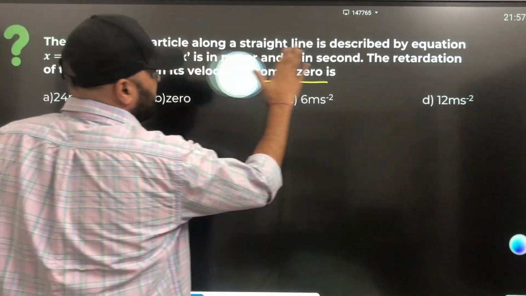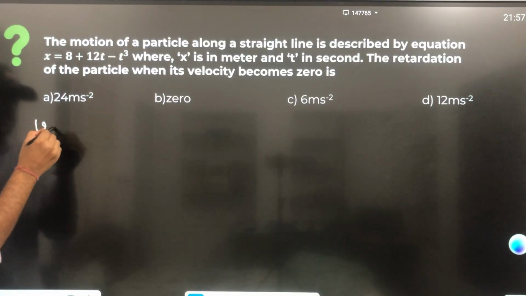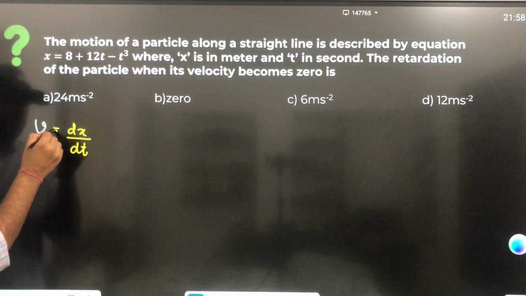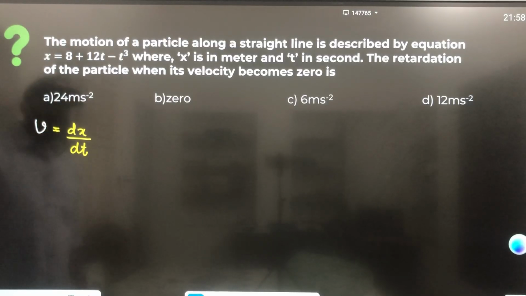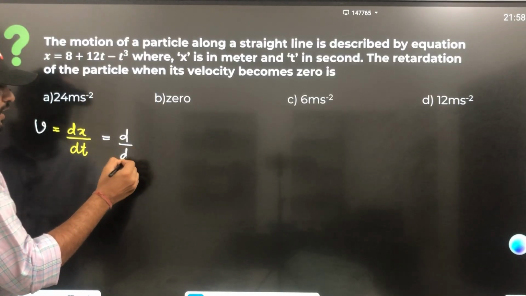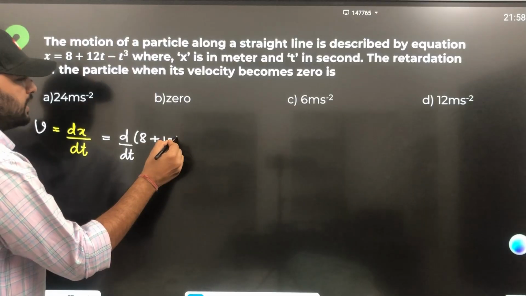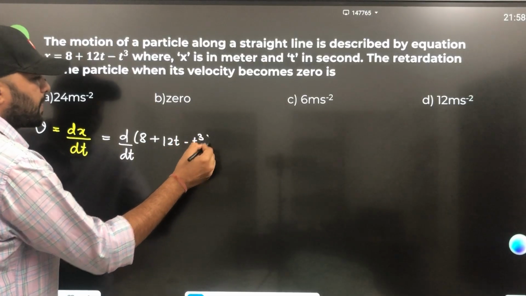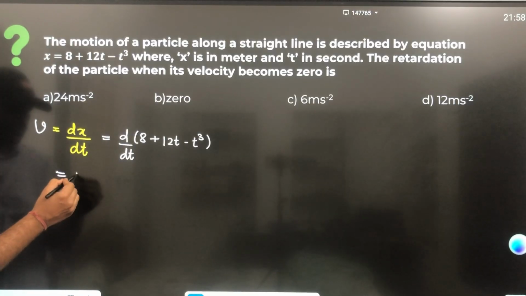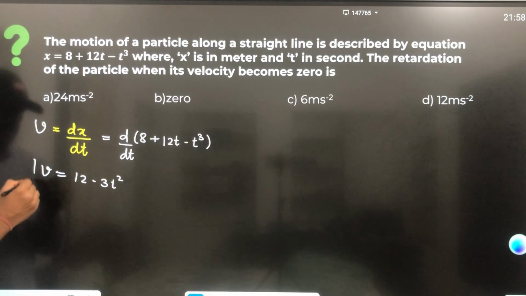And what is velocity? Velocity is dx by dt, right? So let me write it for you. V equals dx by dt. I hope this is clear. So let's differentiate this part. It will be d by dt of x, which is 8 plus 12t minus t cube. Let's differentiate it. It becomes 12 minus 3t square. This is our velocity function, right?